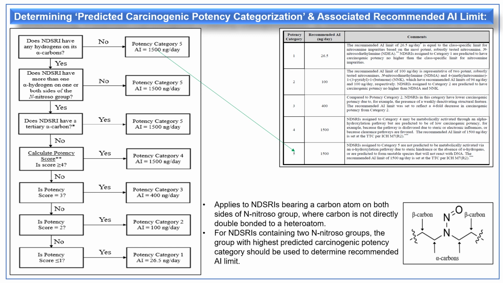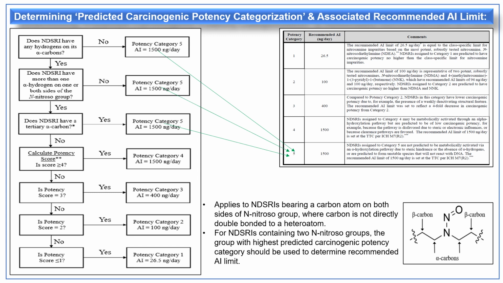But if the answer is yes, then it moves to the second question. Does the NDSRI have more than one alpha hydrogen on one or both sides of the nitroso group? If the answer is no, the category again comes out to be 5 with a 1500 nanogram per day limit. But if the answer is yes, it moves to the third question. Does the NDSRI have a tertiary alpha carbon? If the answer is yes, the category is again 5, where 1500 nanograms per day is the AI limit. If the answer is no, then you have to calculate the potency score. We'll see how the potency score is calculated in the next slide.